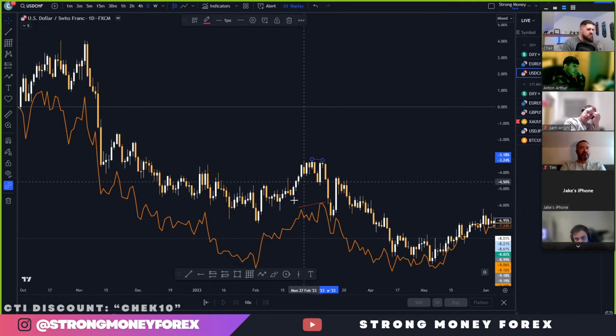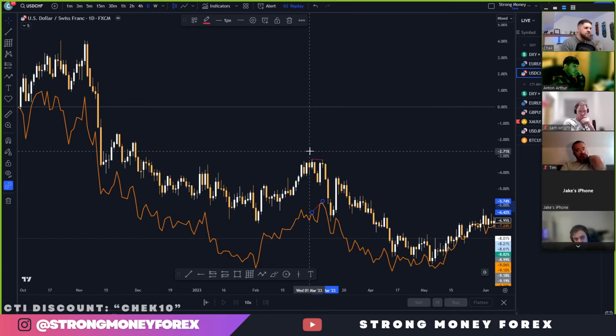If you use those 2 points there and those 2 points there, this is what we call divergence, where the DXY is making a lower high and a higher high, but the chart that we're trading is making a higher high and a lower high. That gives us an indication that the likely outcome is that we are going to push bearish, because we've reached a high here, we've swept liquidity on the DXY, but we've lost strength on USD CHF. So for me, I'd be looking at that thinking, that's probably a good area for me to take a sell from.